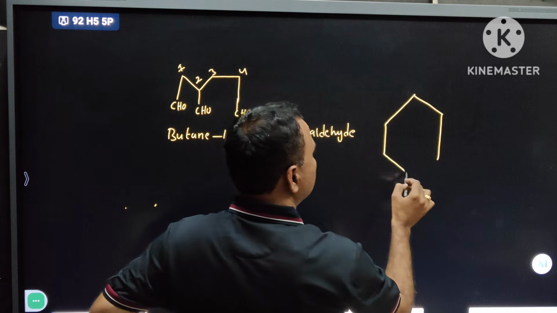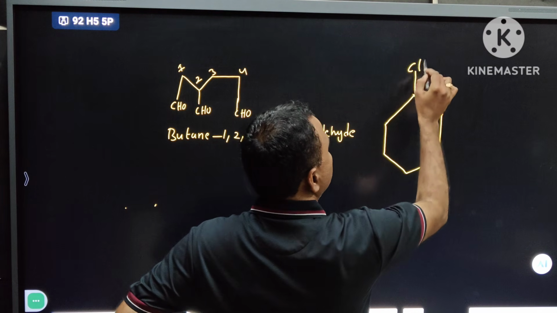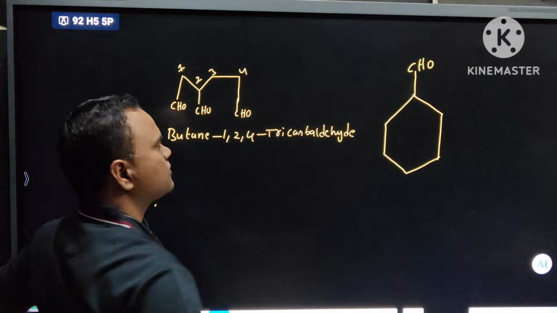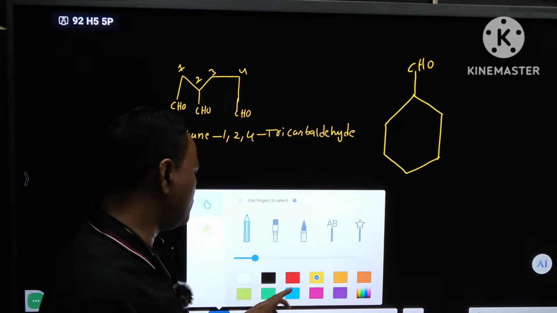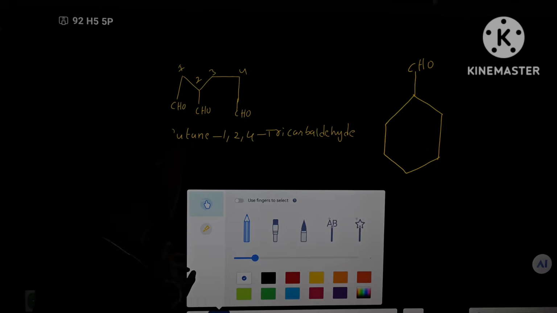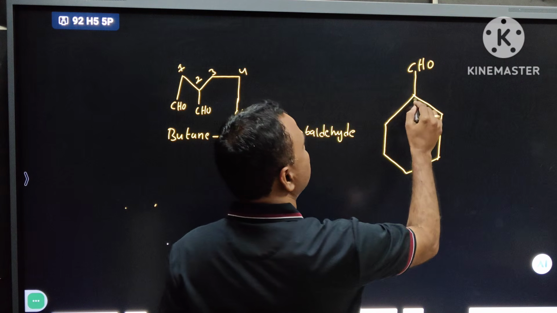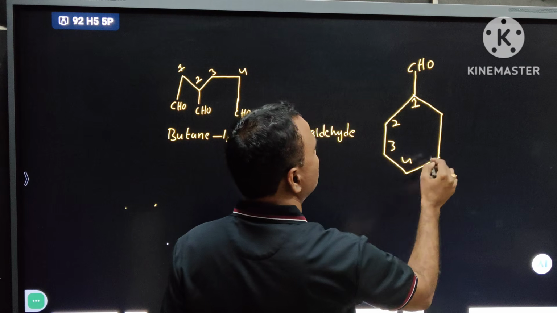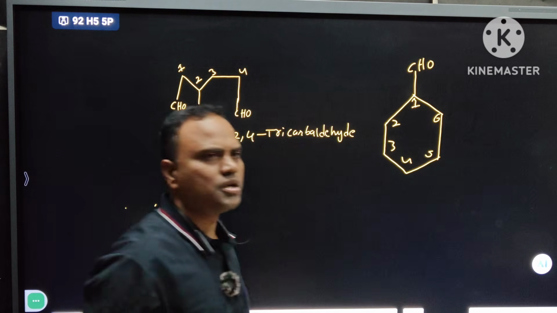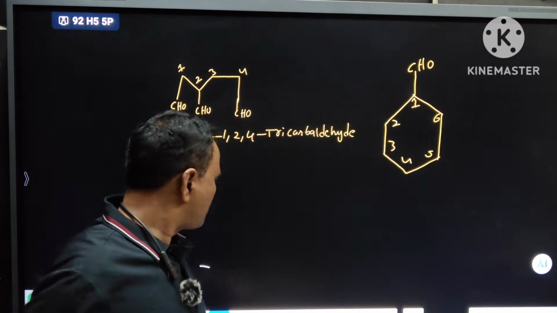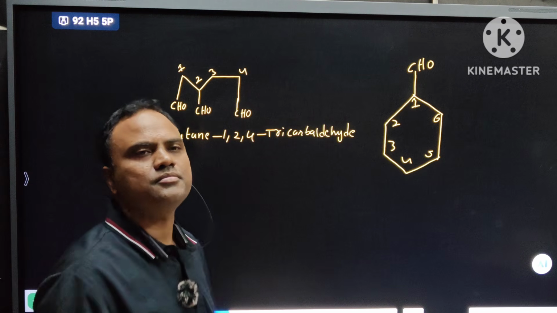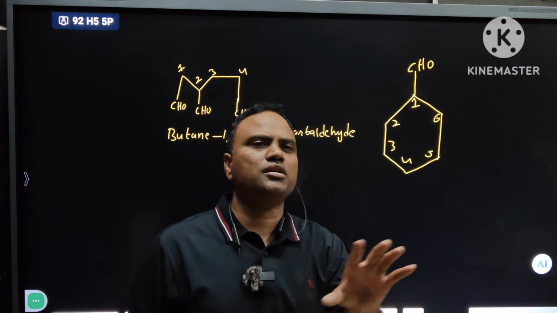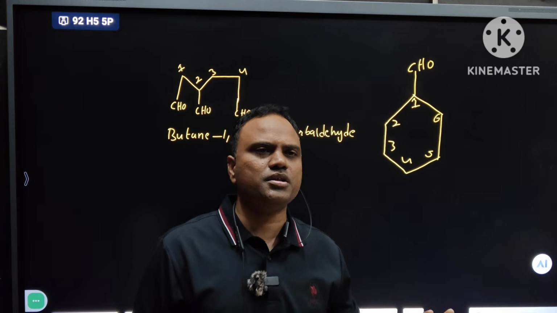Another example similar to this. Here I'll give you one hint. You tell me, in the ring, how many carbons are present? 1, 2, 3, 4, 5, 6. How many carbons are present in the ring? 6. In the ring, 6 carbons are present.